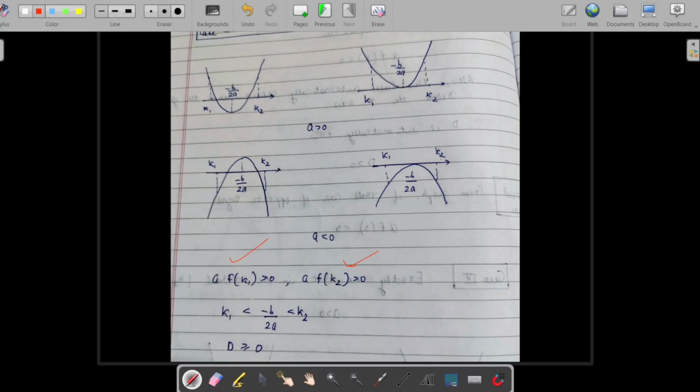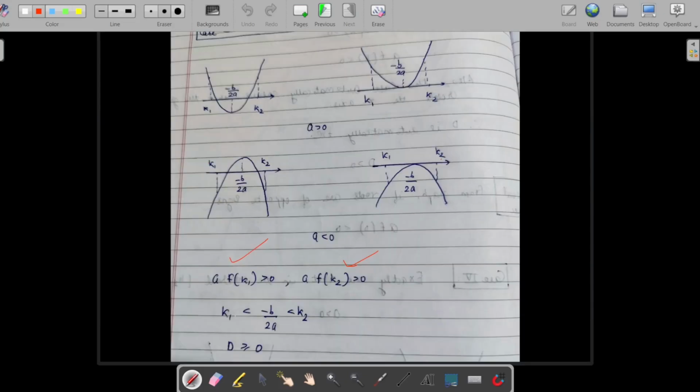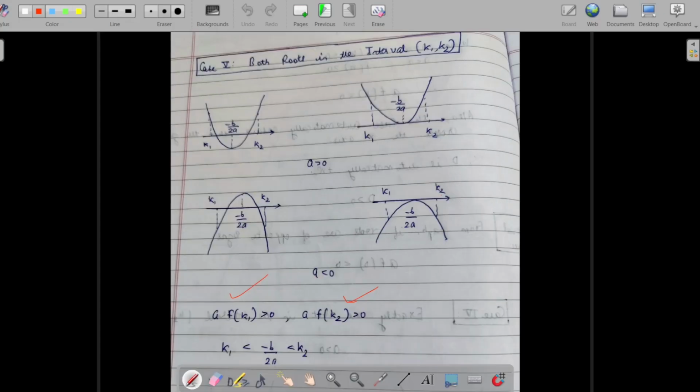And similar to the case we saw previously, minus b by 2a now has to lie in between k1 and k2. This is the case I was talking about, right? There, minus b by 2a had to be greater than k. In this case, minus b by 2a has to lie between k1 and k2. And finally, D has to be greater than or equal to 0. Again, similar to previous cases, it does not make any sense when roots are imaginary to have any comparison between real quantities and imaginary quantities.